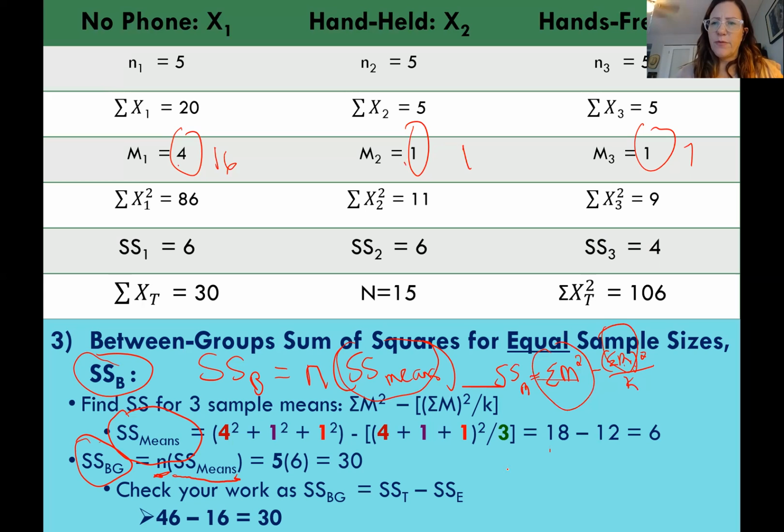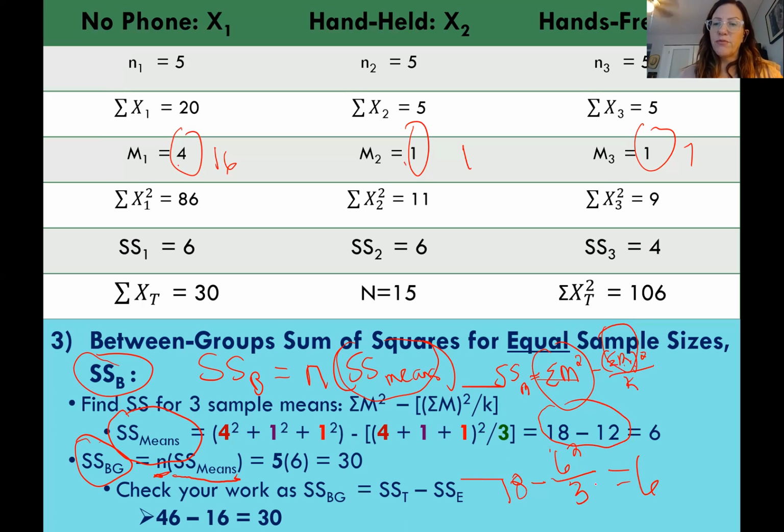So we end up with 18, sorry about that, minus 4, 5, 6, 6 squared divided by, and k is 3, right? So 6 squared is 36, divided by 3 is 12. So if you'll notice, 18 minus 12 equals 6. So this final answer equals 6.